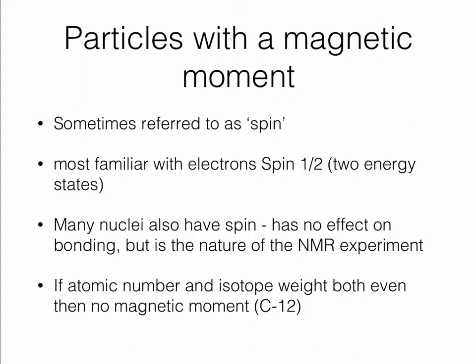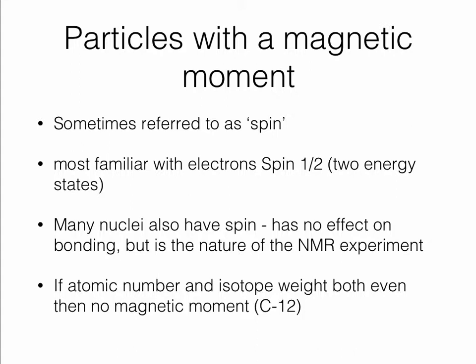Most of you are already familiar with electrons. Electrons, as you'll recall, have spin of 1/2. They're either with or against a field. And this was very important in considerations of bonding, because when two electrons form a bond, they need to be paired. That is a concept that you've seen quite often. What you may not be aware of, but soon will be, is that many nuclei also have spin. It has no effect on the bonding, but it's this nuclear spin that has the consequences in NMR.